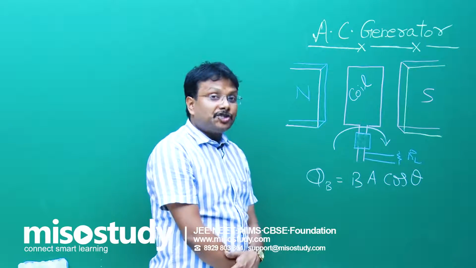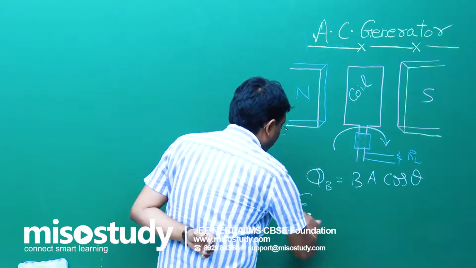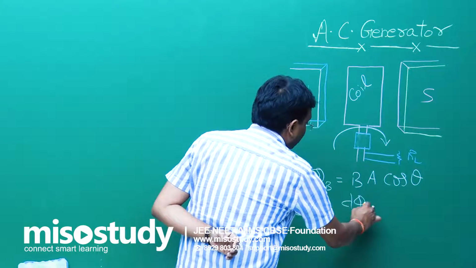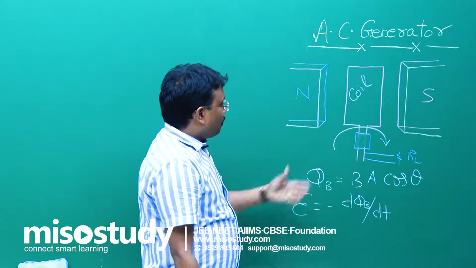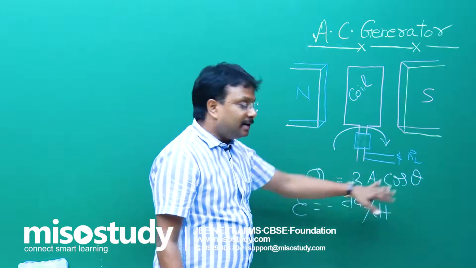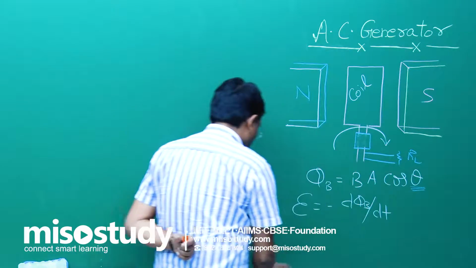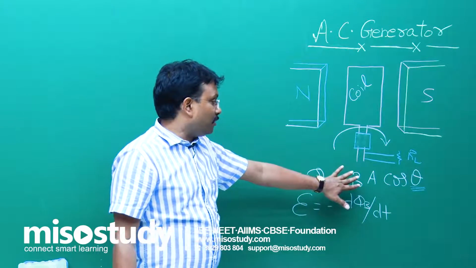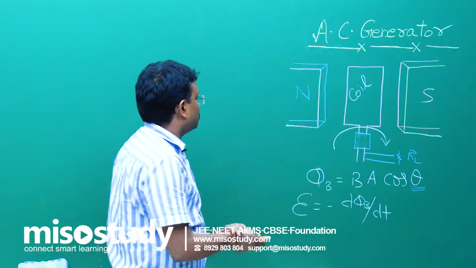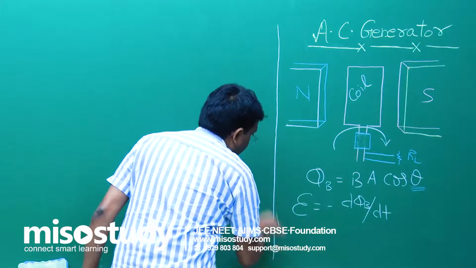So, if flux is changing, it means induced EMF, minus d phi B by dt, will also change. Because of the change in theta, flux is changing, so induced EMF will be produced. Here B is not changing, area is not changing. So, this is your schematic diagram.